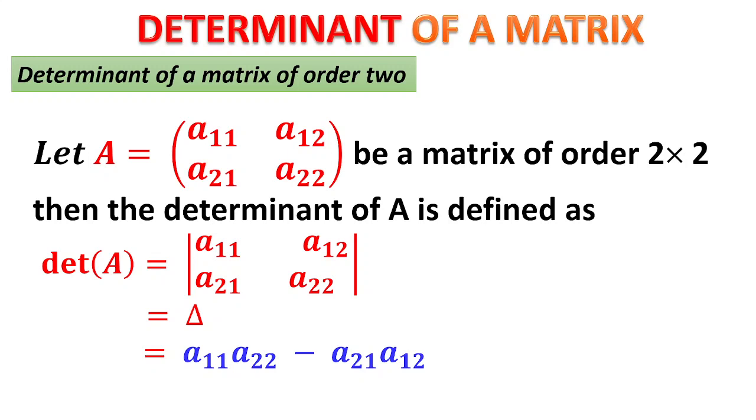Let us visualize it now. The elements a11 and a22 are multiplied. Then the elements a21 and a12 are multiplied, and they are subtracted. You should be very careful with that: a11 multiplied with a22 minus a21 multiplied with a12. Please be careful with the direction.